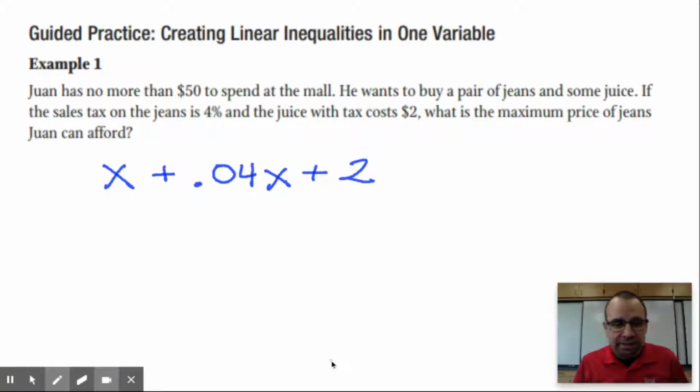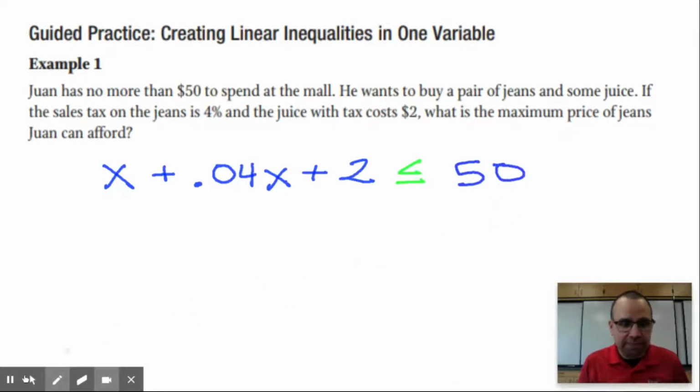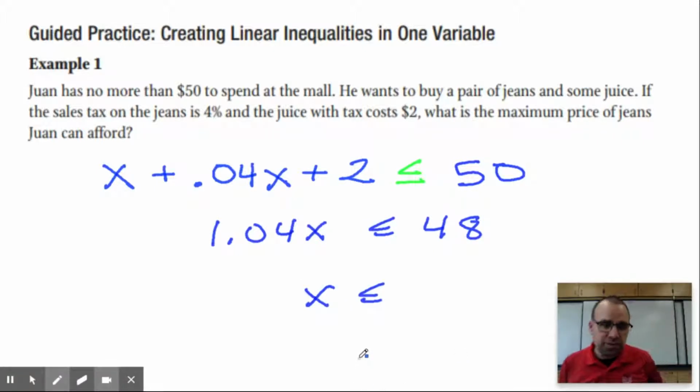Now, all of that stuff cannot cost more than the $50 that he has to spend. So here again, this has to remain less than the $50. So let's write the $50 in there. And there is your inequality. And so we'll subtract 2 from both sides. We'll combine the like terms on the left.